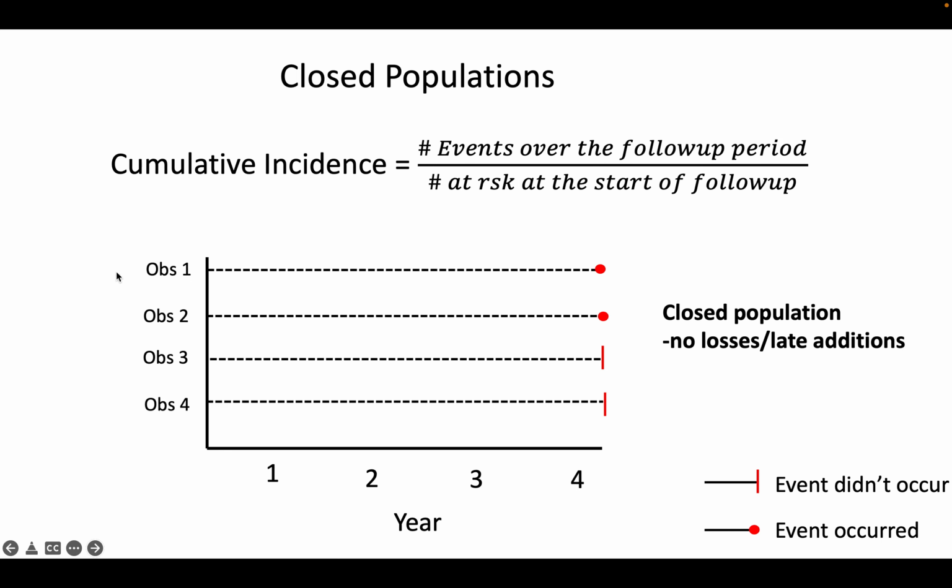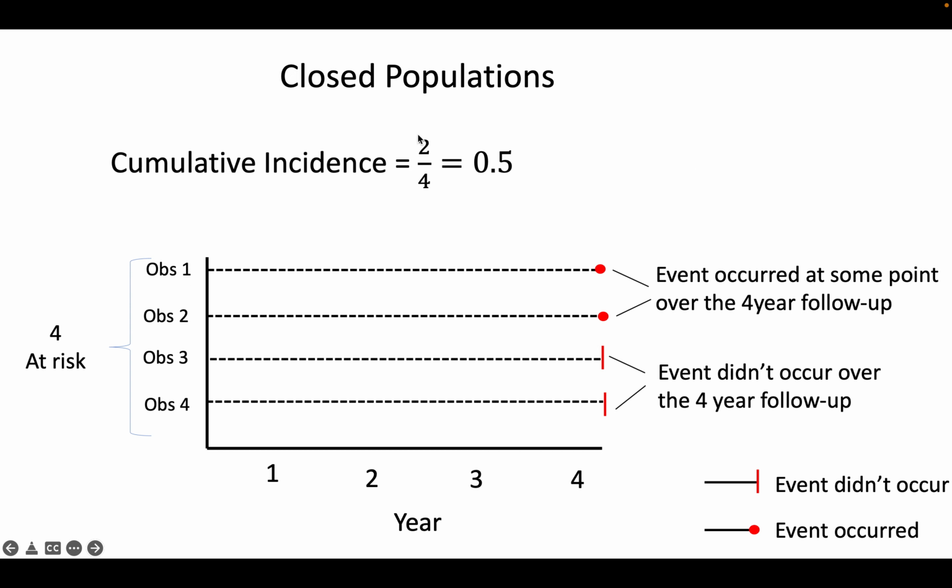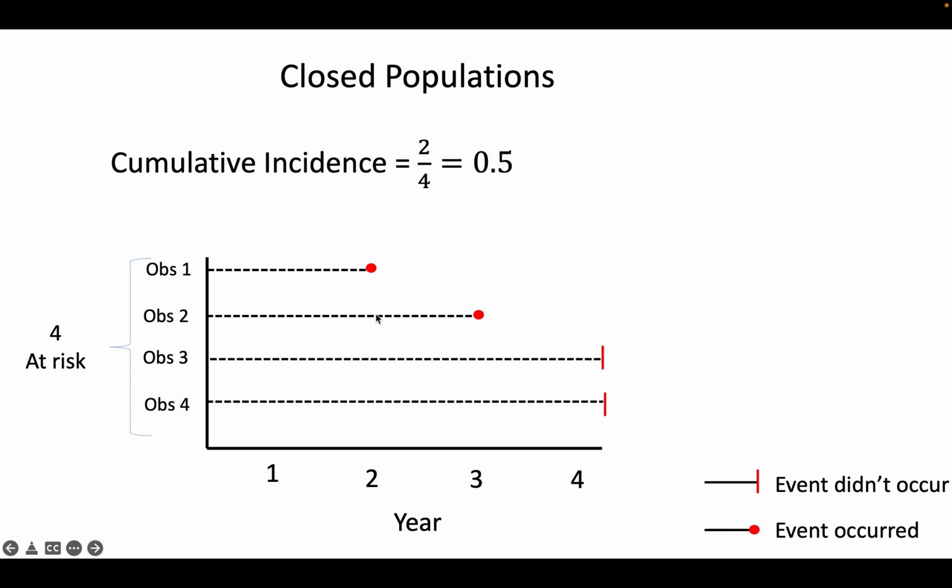And we would calculate cumulative incidence from this by taking the number of events that occurred over follow-up, so 2, over the number at risk, which is 4. So 4 people were initially at risk, and 2 events happened at some point in the 4 years. 2 didn't. So 2 out of the 4 people initially at risk got the disease, for a cumulative incidence of 0.5. And that doesn't have units, that's just a proportion. Also, I showed these happening at the end, but it could have happened at any time during the follow-up.